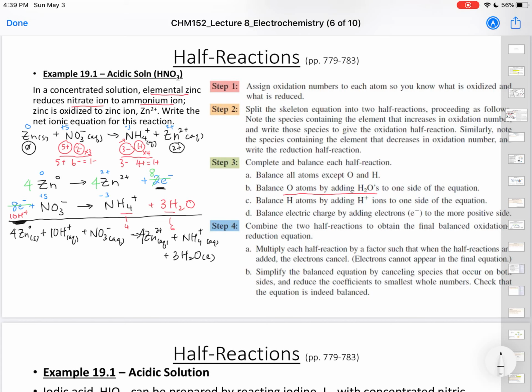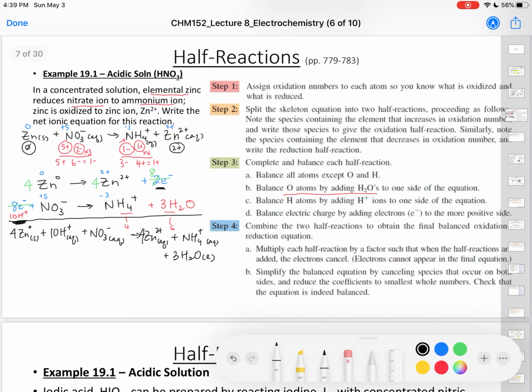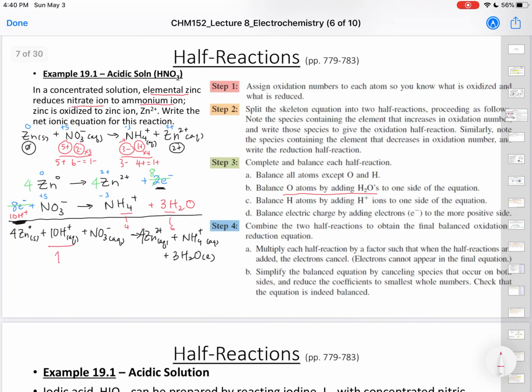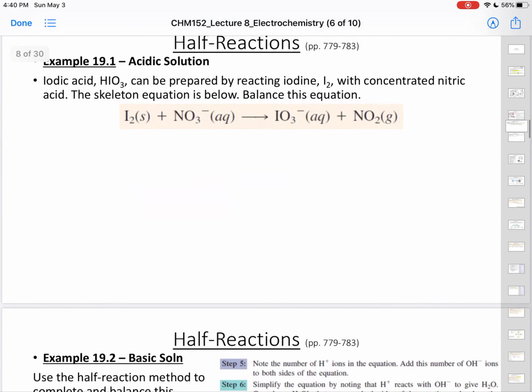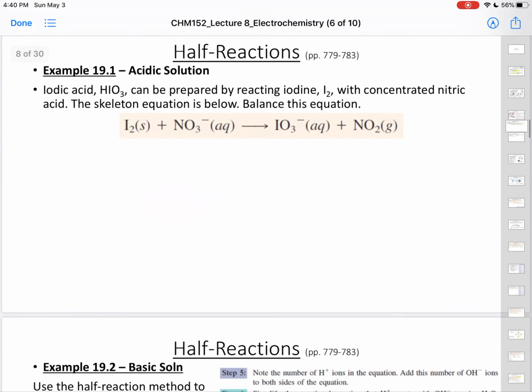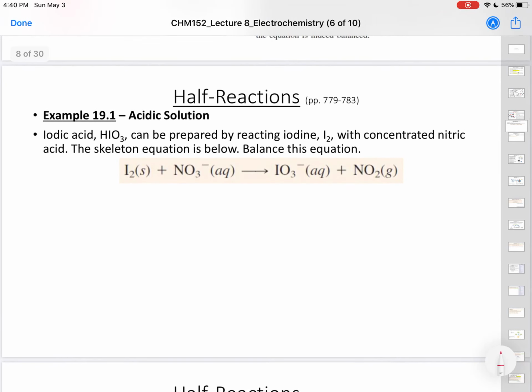Okay? And again, it's an acidic solution, so because you have H plus here, it is acidic. Okay. Shall we do one more example really quick? Let's see here. This one is example 19.1 from your book, okay? And so we're going to do I2.